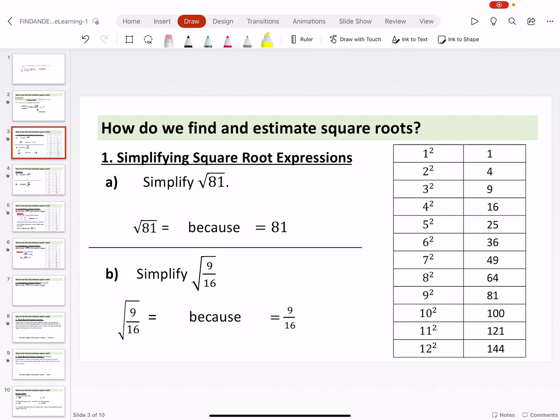All right, how do we find and estimate square roots? We're going to start simple. So simplifying the square root of 81, the square root of 81 is 9. And that's because when we multiply 9 by itself, 9 times 9 is 81.